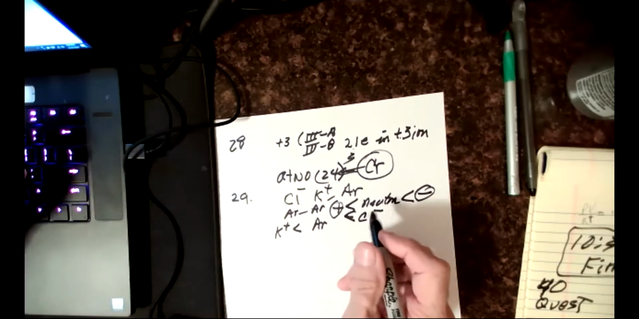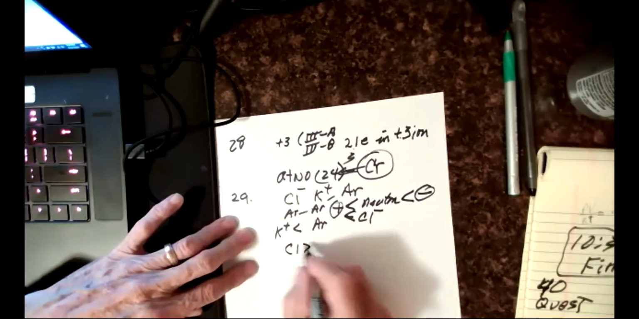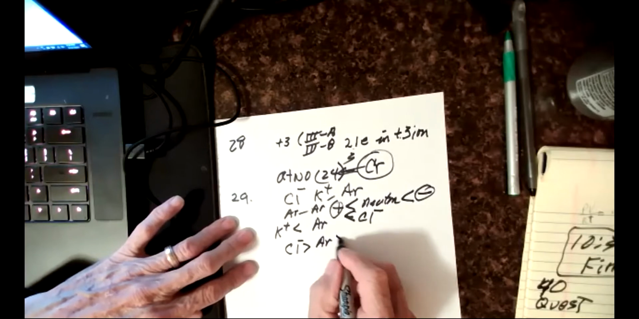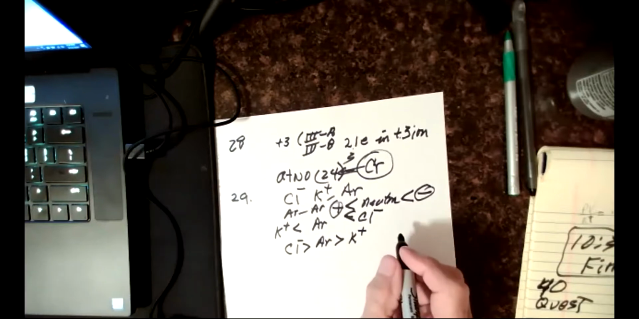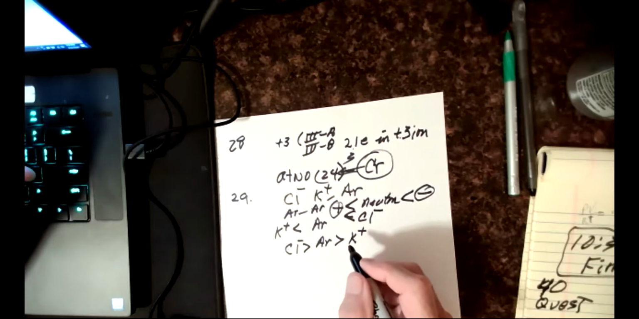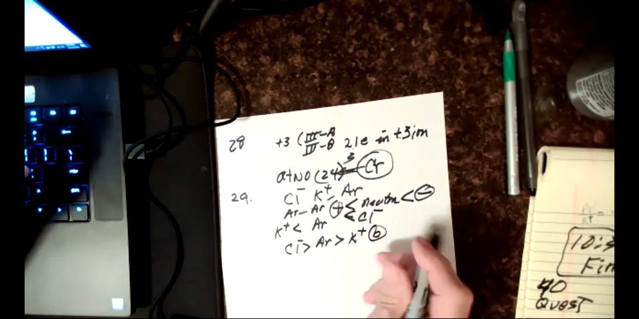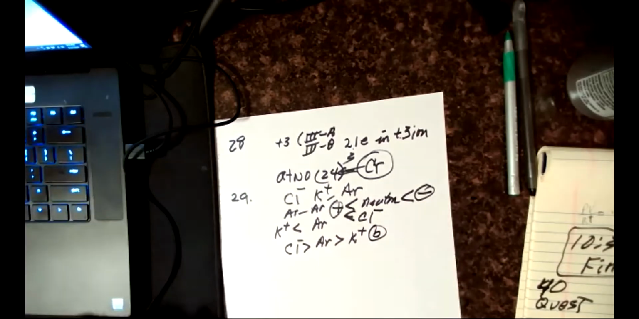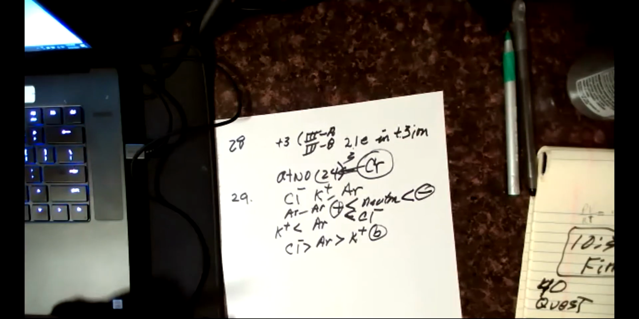Oh, okay, they're doing decreasing size, so I got to go the other way. So Cl minus is greater than Ar, and that's greater than K plus. At decreasing, I didn't pay attention, did I? So Cl minus, argon, and K plus, that'll be response B on the test if you look at that. Which is number 29, ready for number 30.